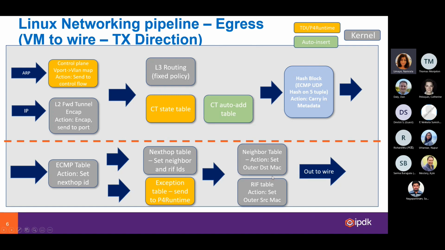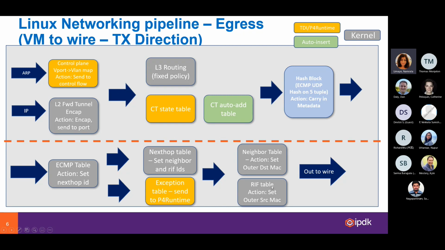These are the two tables that provide the outer dest MAC. So here we encap the packet. We start with encapping the packet, and this routing is on the outer header. And then for the outer header, we need the outer dest MAC and outer source MAC, and that comes from the kernel neighbor table and the RIF table. And also the concept of the exception table: sending any packet to this table could happen basically anywhere in the pipeline. This is going to do a packet-in to your P4 runtime and send it up the stack.